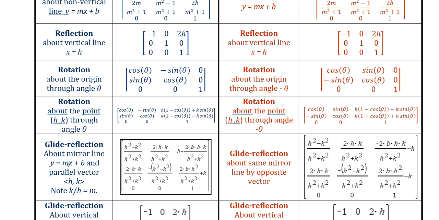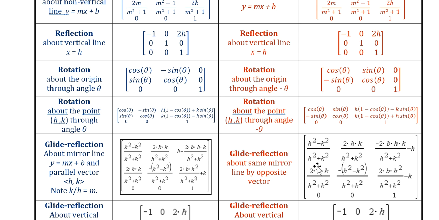A glide reflection about the mirror line y equals mx plus b and the parallel vector hk, note that k over h is the slope m, was this vector. And a glide reflection, its inverse is a glide reflection about the same mirror line but by the opposite vector. So take this and just replace, same mirror line, so that's not going to change, but you're going to replace k and h by opposite of k and opposite h. So here when you square these, that stays the same.